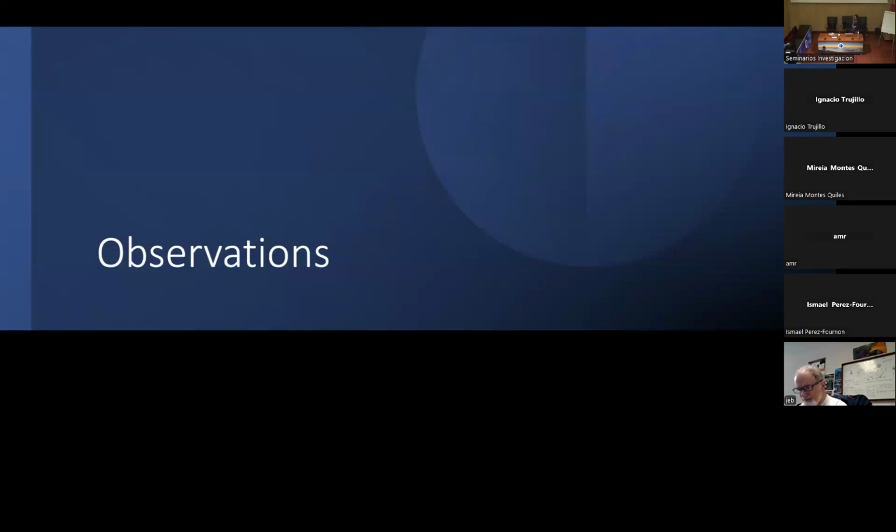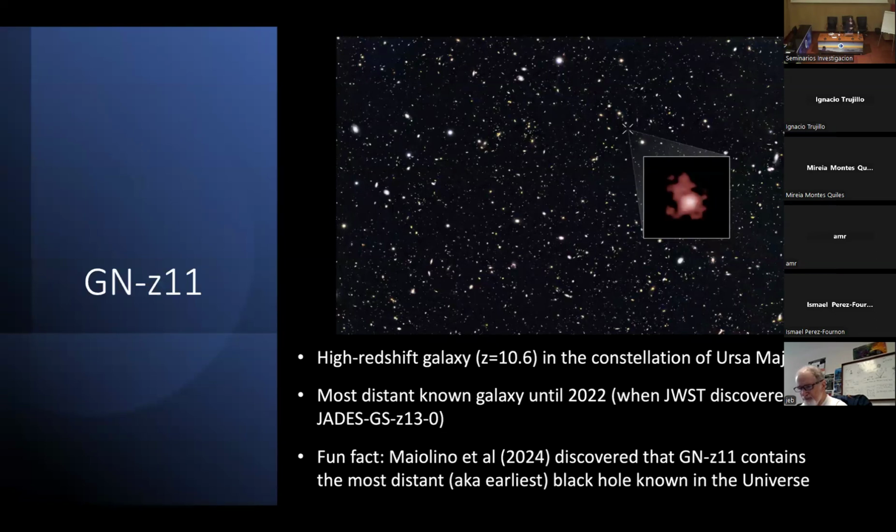So what are the observations? In the first study, the one that I showed you in the first slide, we consider just one observation of one target. Now, this apparently is a very famous galaxy for astrophysicists. As a particle physicist, I never heard of it before. This is a high-redshift galaxy in the constellation of Ursa Major. And apparently until 2022 was the most distant known galaxy. And this year it was discovered to contain the most distant black hole known in the universe.